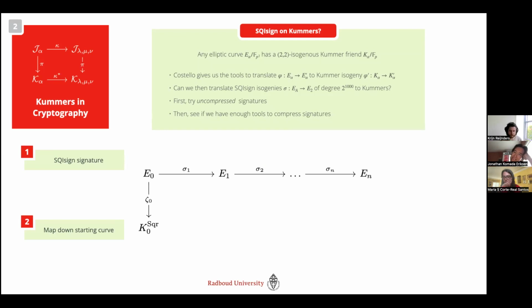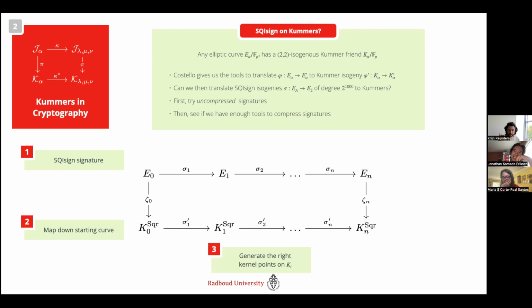So we map down the starting curve first. E0 we map down to K0. And then we map down all of these kernels that generate the sigmas. So each sigma is generated by a kernel point Ki on Ei. And this we can map down. And so we get a kernel point, let's say Ki prime, that generates sigma i prime on each Kummer surface. And so if we give the original Kummer surface K0 and the final Kummer surface Kn and the kernel point, then you can actually verify that this indeed matches up to a 2 to the 1000 isogeny.